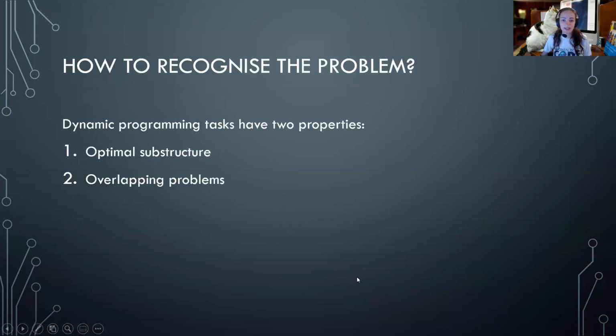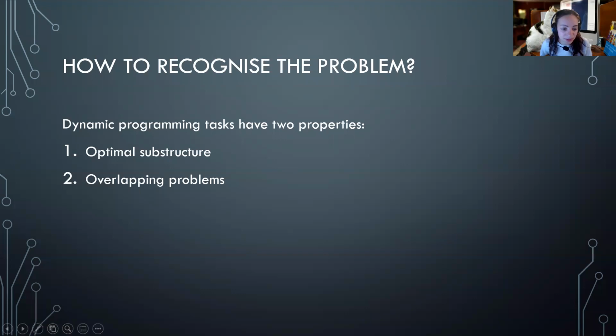How to recognize the problem? Dynamic programming tasks have two properties: optimal substructure and overlapping problems. What does optimal substructure mean? That means that you can define your program with different parts, your data that comes in could be granulated, could be split into parts. For example, we looked at the Fibonacci problem in the previous lecture, and its numbers could be granulated.